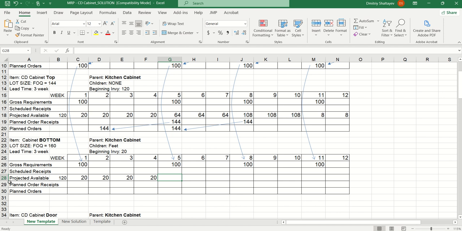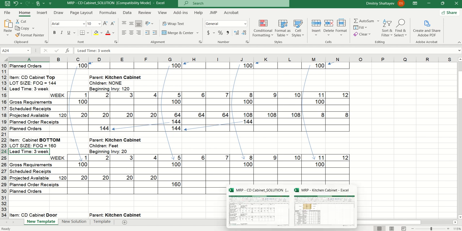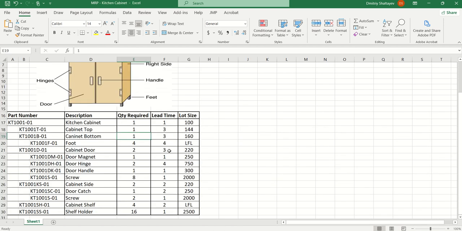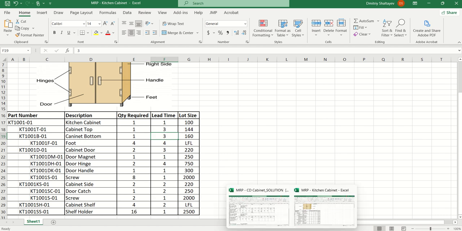So what's my solution? My solution is to plan to receive how many? Fixed ordering quantity. That's my standard batch size, how I produce the bottoms. 160 at a time. So in week number 5, I have to plan to receive 160 finished bottoms. The lead time is 3 weeks on that specific item. Is that right? Because last time I messed this up. Bottoms, yes. They have 3 weeks delay.